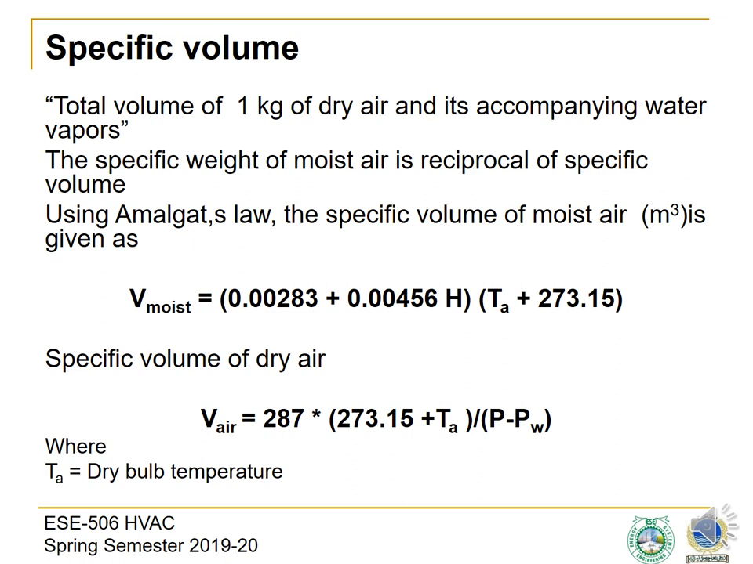Specific volume is the total volume of 1 kg of dry air and its accompanying water vapor. The specific weight of moist air is the reciprocal of specific volume. These are some expressions for the specific volume, but the important thing is to remember the definition of specific volume, and keep in mind that specific volume is the reciprocal of specific weight. The unit of specific volume is cubic meter of moist air divided by kg of dry air.